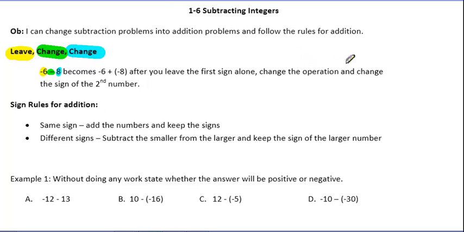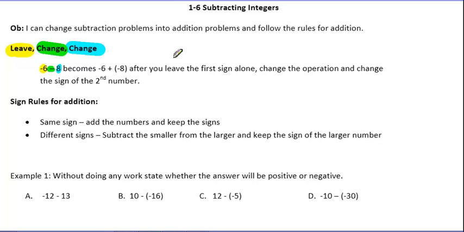Now really, I wouldn't do leave, change, change with this particular problem because we would look at this and just say same sign, add, keep the sign. But eventually you'll get to that point too. When we do leave, change, change, what it becomes is -6 plus -8. And then from there, we have our rules for addition. Same sign, add, keep the sign. Different sign, subtract, take the sign of the larger number.